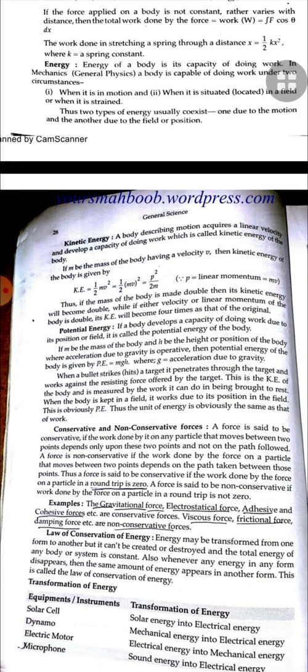When a bullet strikes a target, it penetrates the target and works against the resisting force offered by the target. This is the kinetic energy of the body, and it is measured by the work it can do in being brought to rest. When the body is kept in the field, it works due to its position in the field. This is obviously potential energy. Thus the unit of energy is obviously the same as that of work.